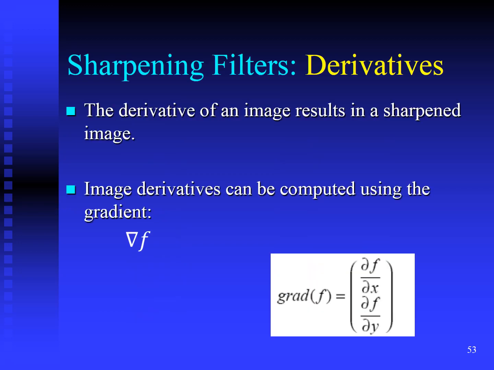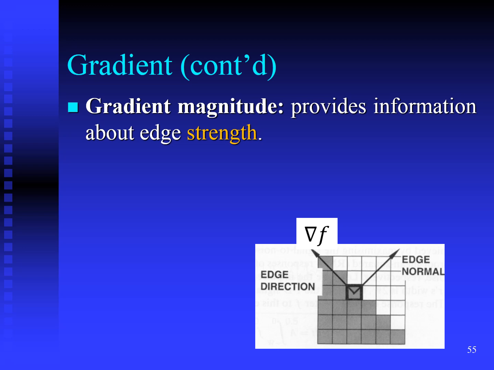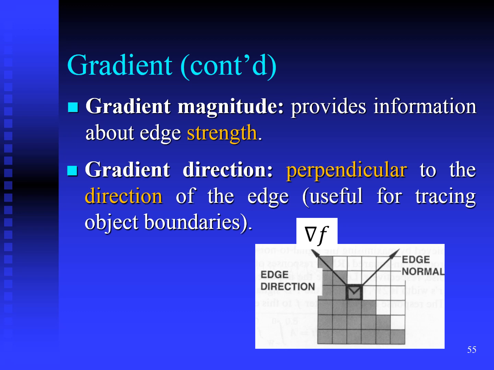So a derivative filter, you can involve the derivative to get the filter. It may result in a sharpened image. Image derivative can be computed. This is, we know, mathematically the gradient. The gradient is a vector which has magnitude, we already know, and direction. So gradient may provide information about the edge strength. It also gives us the information about the edge direction. Gradient direction is perpendicular to the direction of the edge, used for tracing the object on the boundaries.